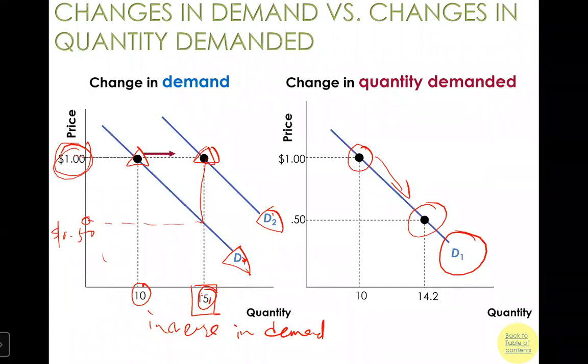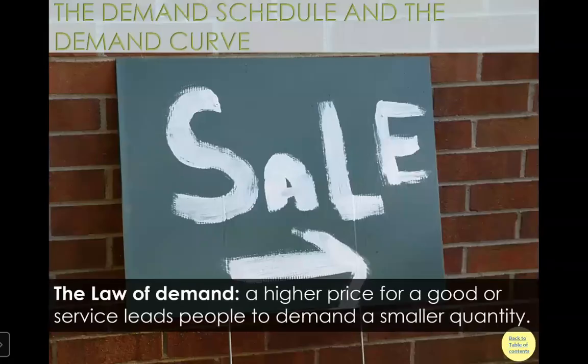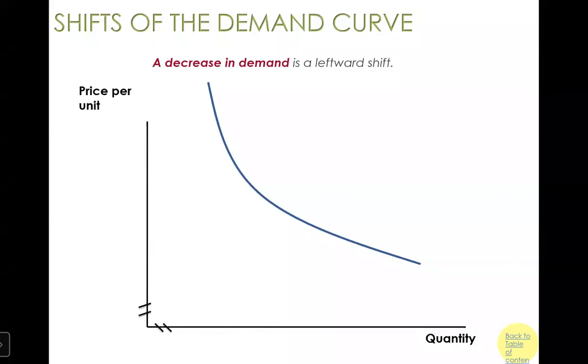All right, okay. But reversely, if the curve shifts to the left, that just means it's a decrease in demand, right? Okay, so this just summarizes what I just explained to you. Law of demand: a high price leads people to demand a smaller quantity, usually because your purchasing power declines, right? Okay, and here, again, I just summarize or reinforce what I just explained. A decrease in demand is a leftward shift, okay?